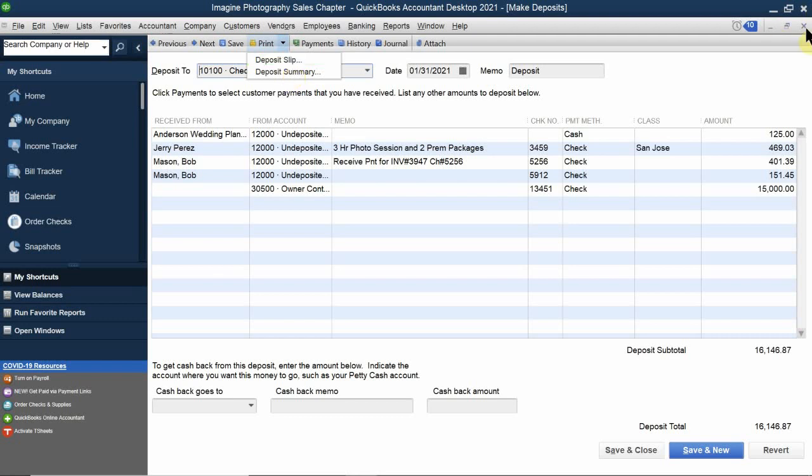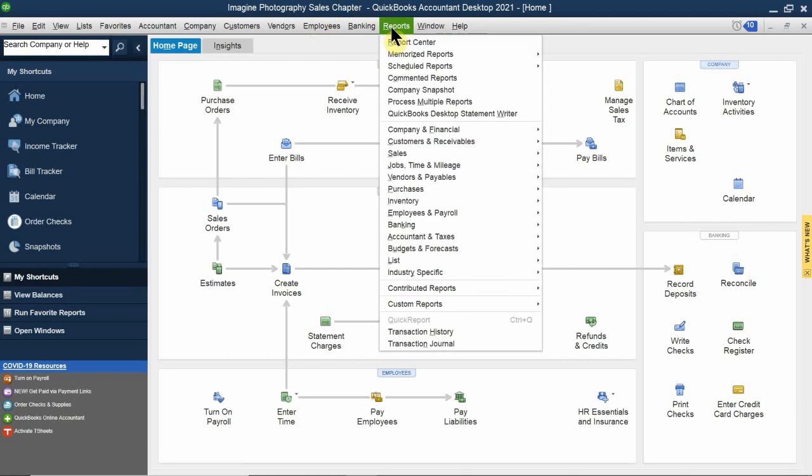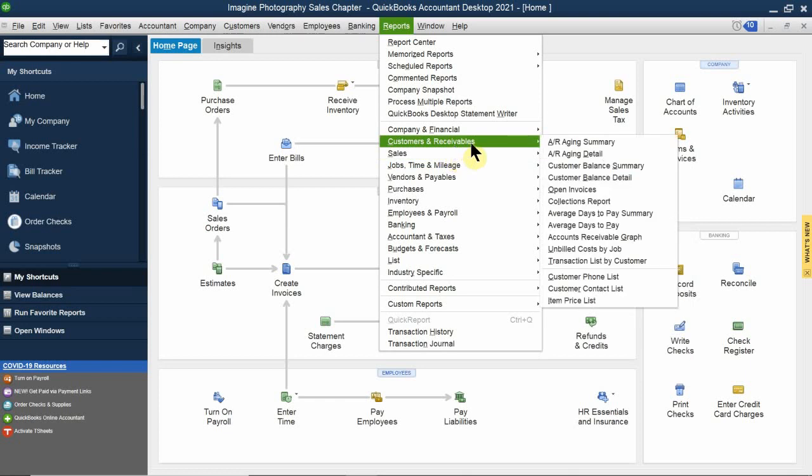And then last but not least, we're going to talk about reports. Again, I'm not going to go into detail on what these reports are because you could go to customers and receivables, under reports, and these are the reports that you can do. You could run a report on customer balance information, open invoices, and average days to pay summary. So again, how often do you receive payments from your customers? And other things like that, and transaction list by customers.